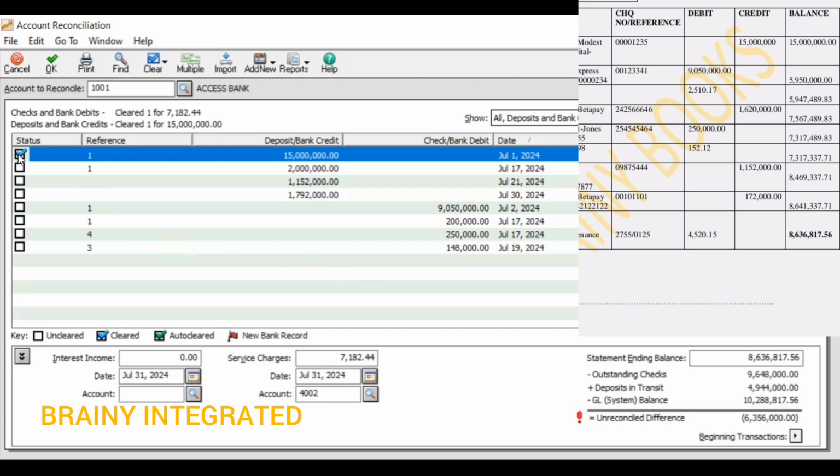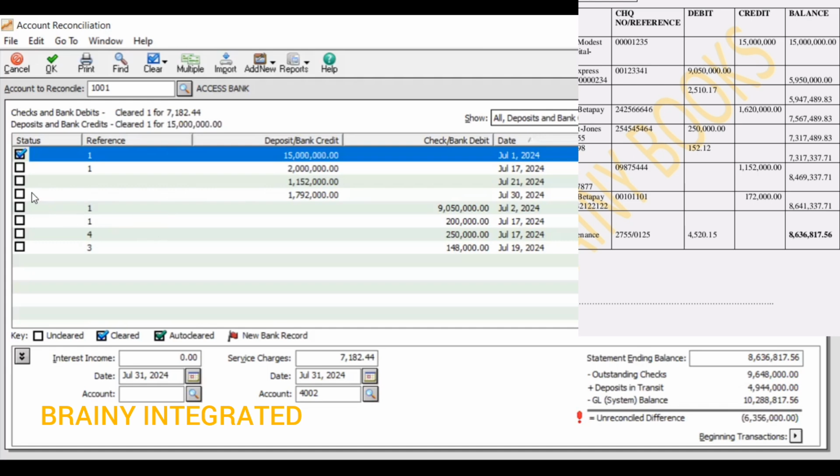The next thing that we are seeing there is 2 million naira. 2 million naira, they declare in the bank statement. 2 million naira, I can't see any 2 million naira. Can you see any 2 million naira? This is 2 million naira. That is, it entered the bank, but it did not enter our own cash book. It did not clear, right? That's by the way.